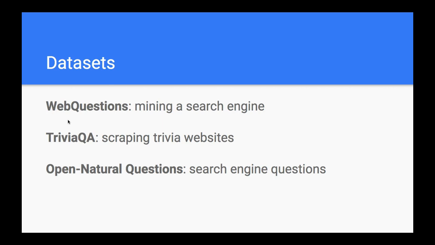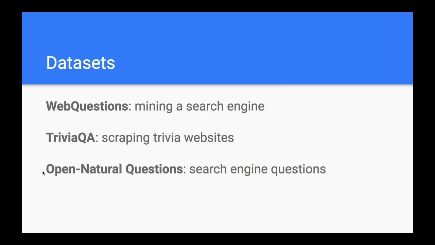Another is TriviaQA. They scrape a lot of trivia websites, which contain trivia questions and trivia answers. This is the second one, and it has a much larger data size than WebQuestions. WebQuestions has around a few thousand, and TriviaQA is over 10,000, around 50,000. If you are interested in those kinds of details, look them up in the paper. They have a lot of description about those data sets.